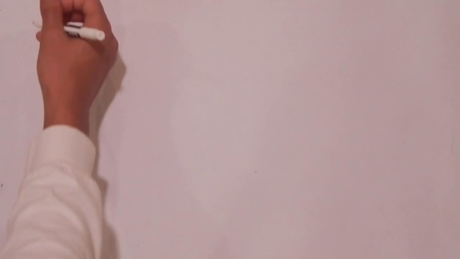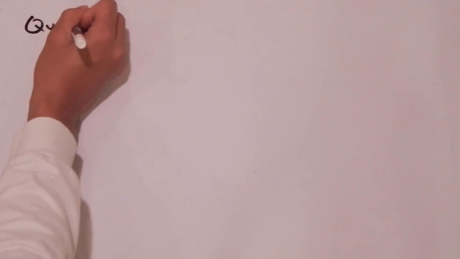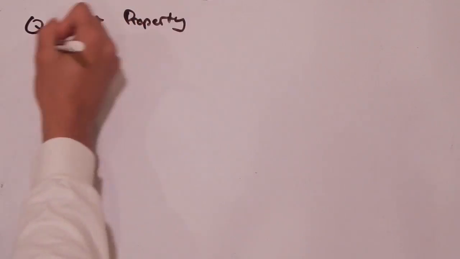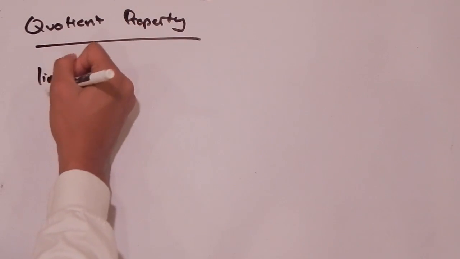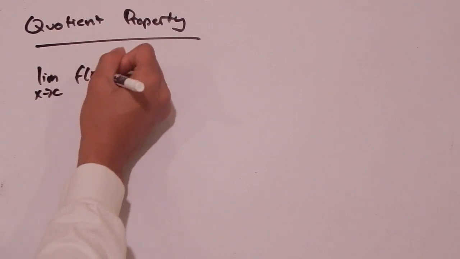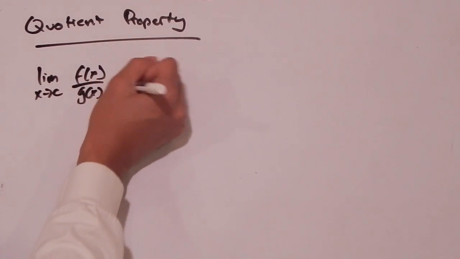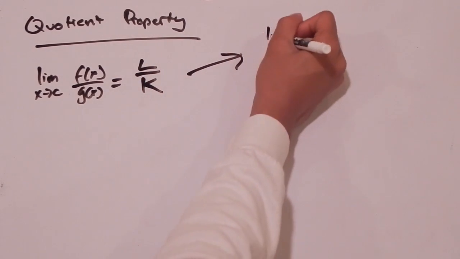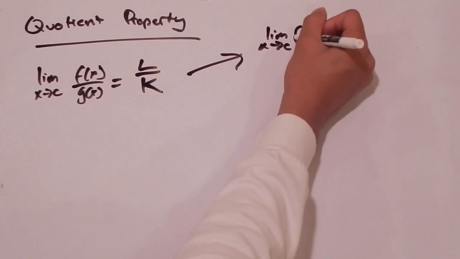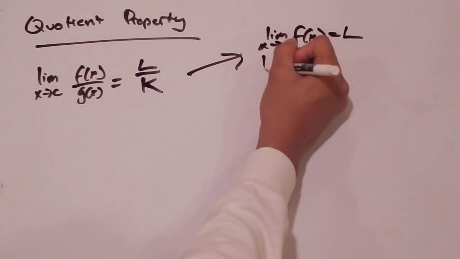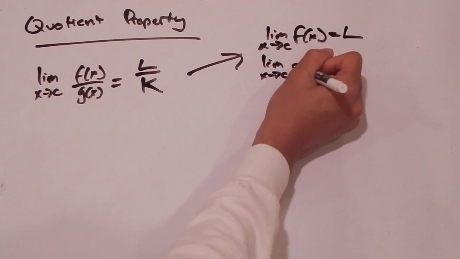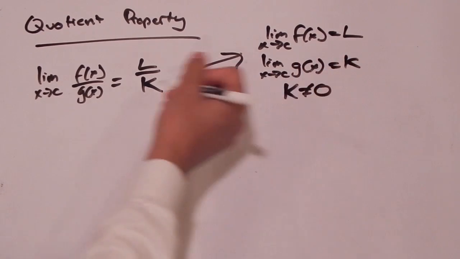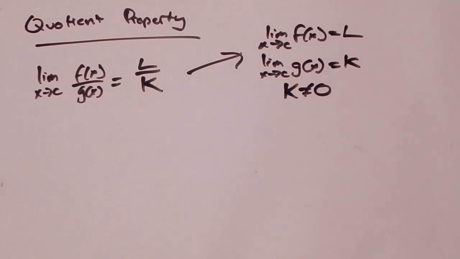Okay, so this next property we're going to look at is the quotient property. And that is the limit as x goes to c of f(x) over g(x) is equal to L over K. And that is, provided that the limit as x goes to c of f(x) is equal to L, the limit as x goes to c of g(x) is equal to K, and K does not equal 0. We know we can't divide by 0, that's undefined.